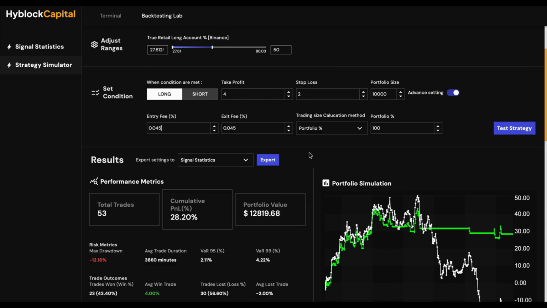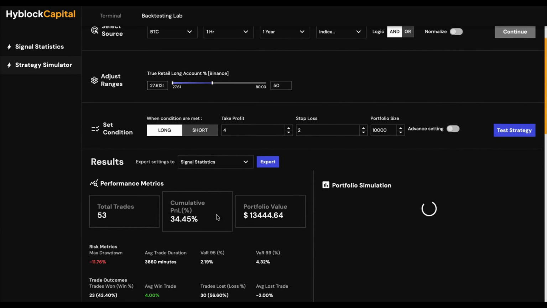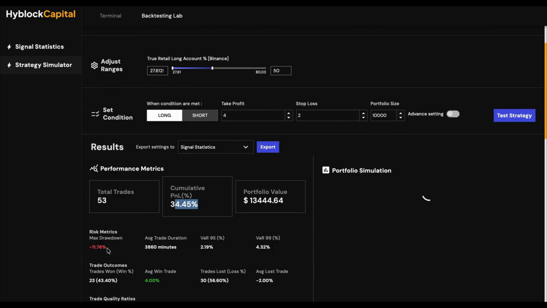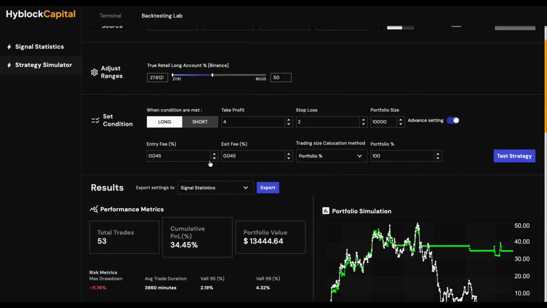For comparison, we'll now close the advanced settings and run the strategy again. This will show different numbers, as they don't include entry or exit fees. Using fees bridges the gap between backtesting and real execution.